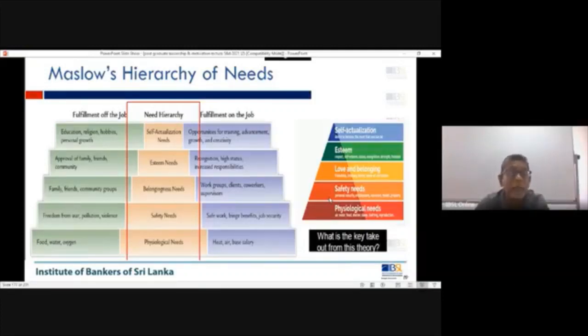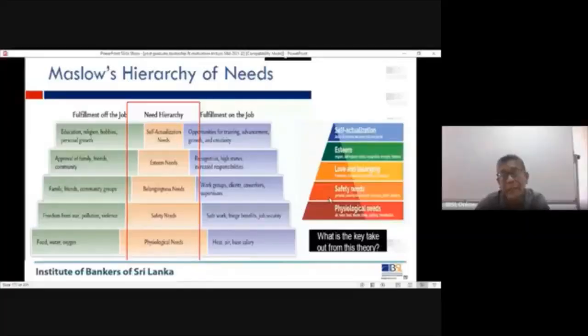And the final one, self-actualization, the full potential. How do banks or organizations fulfill the employee's self-actualization? Create an innovative environment, providing training and development, advancement, growth. All of this supports you to fulfill your self-actualization.